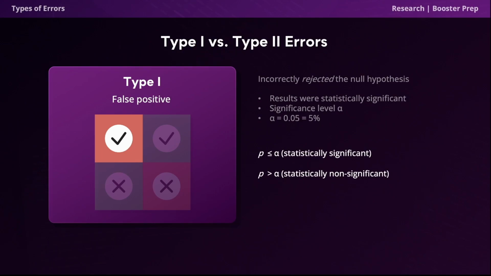If your p-value is greater than the significance level, then your results are considered statistically non-significant and you would fail to reject the null hypothesis. To reduce the probability of committing a type 1 error, you can simply set a lower significance level. In other words, we will only consider the results statistically significant if the p-value is very small.